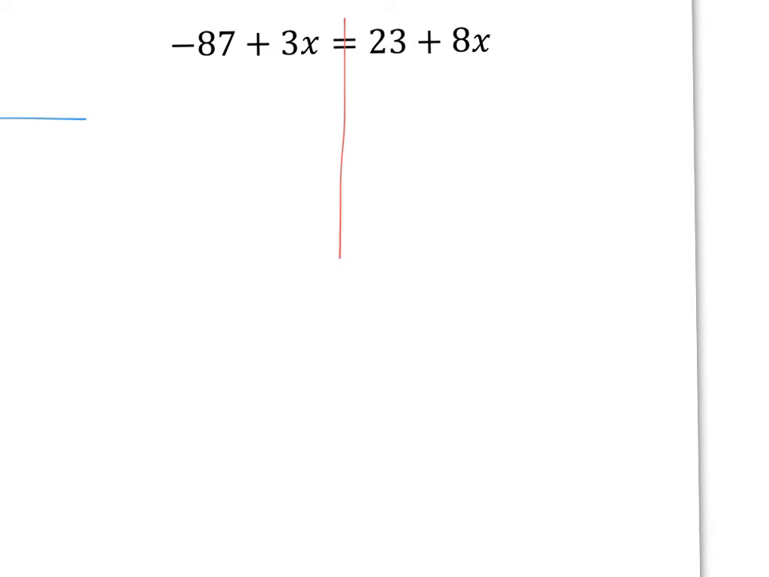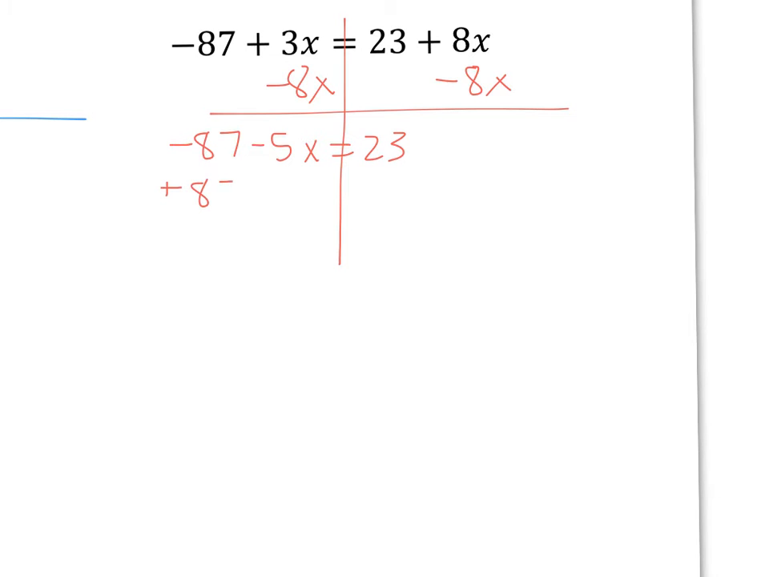Okay, I'm going to get my x's on the left-hand side, so I'm going to subtract 8 from both sides and get negative 87. Move that over. So negative 87, 3 minus 8 is negative 5x equals 23. Then I'll add 87 to both sides. And now I have to bring down the negative 5x equals 23 plus 87, which gives me 110. Last step would be to divide by a negative 5.